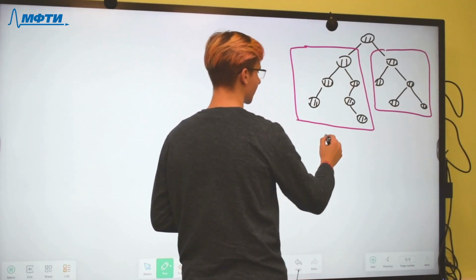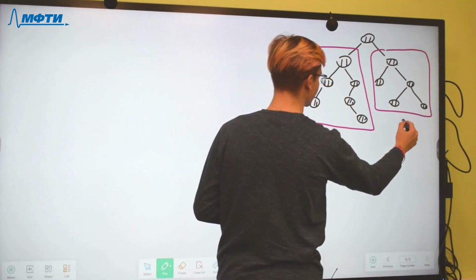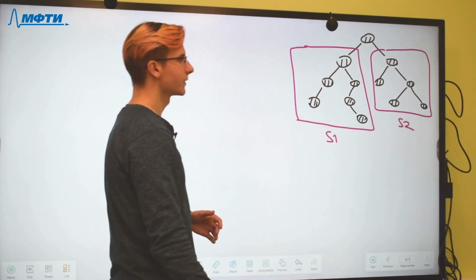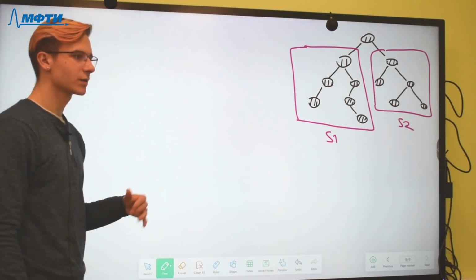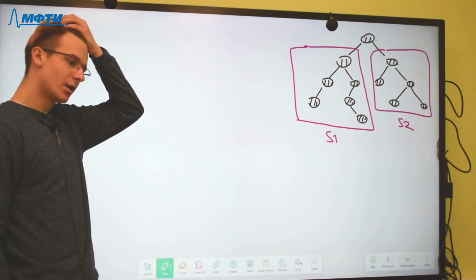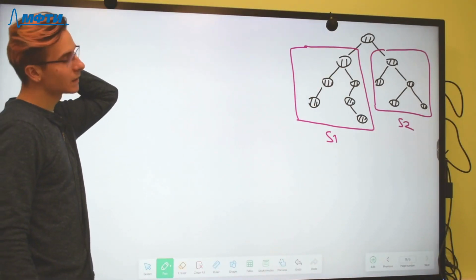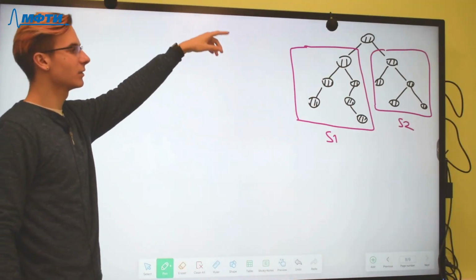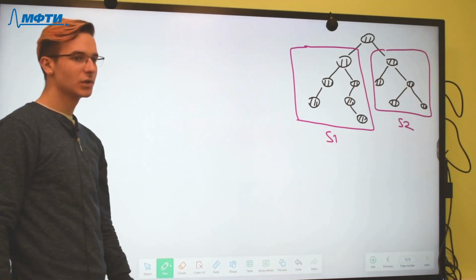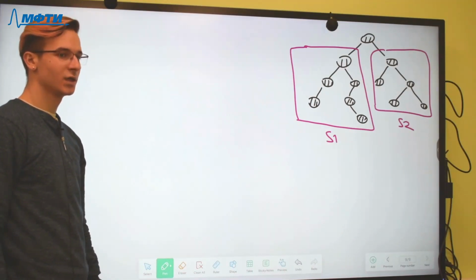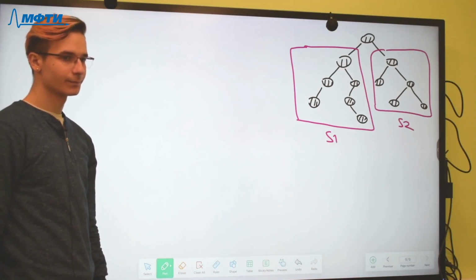We can say that this is subtree 1, subtree 2. We can find an independent set for one subtree or for the second subtree, and you want to say that the maximum independent set of the tree is the union of these independent sets. Yeah?